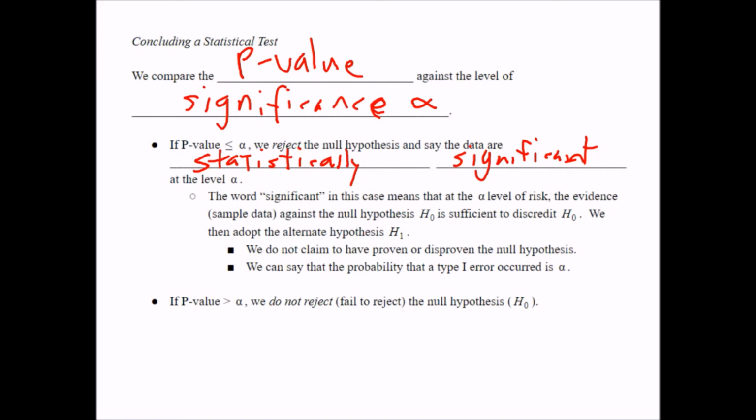Now, again, going back to p-value versus alpha, if the p-value is greater than alpha, we do not reject or fail to reject the null hypothesis, or we accept the null hypothesis. Now, again, that does not mean that we're saying that it's true. We're just saying that the data that we collected and the test statistic we used isn't strong enough to say that it's not, we can't discredit it.